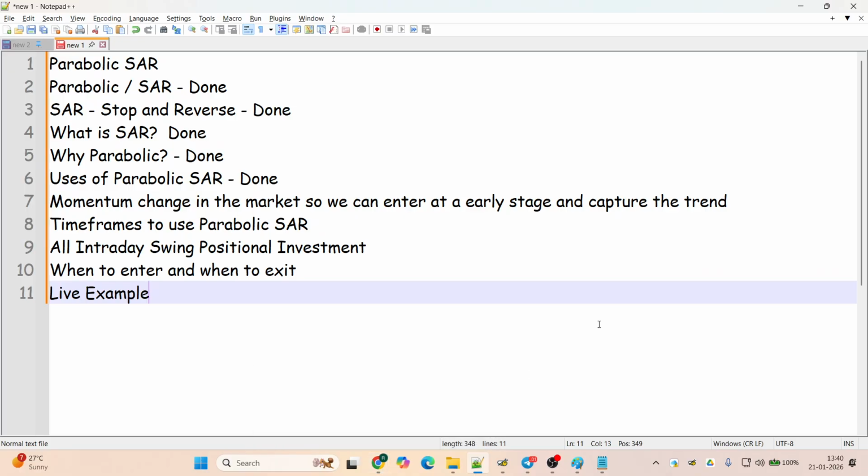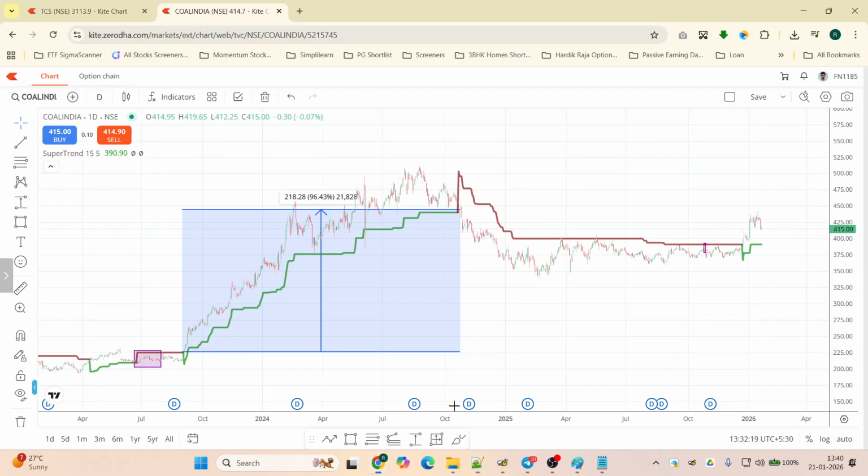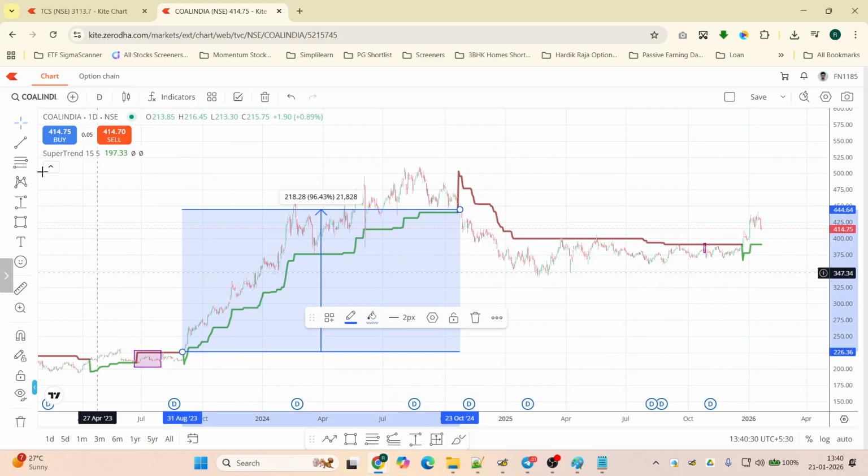Guys, again, I'm just giving an example with some random stock, not a recommendation. Based on this SAR indicator only, I am showing you a kind of strategy, but it is not a recommendation to follow any strategy. So let us go ahead.